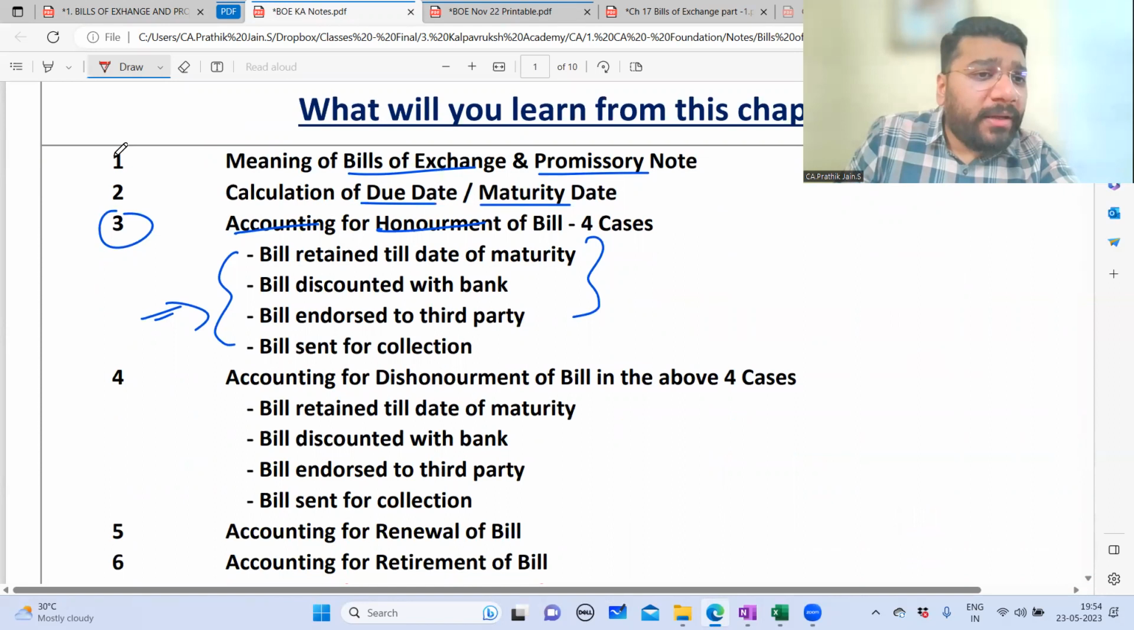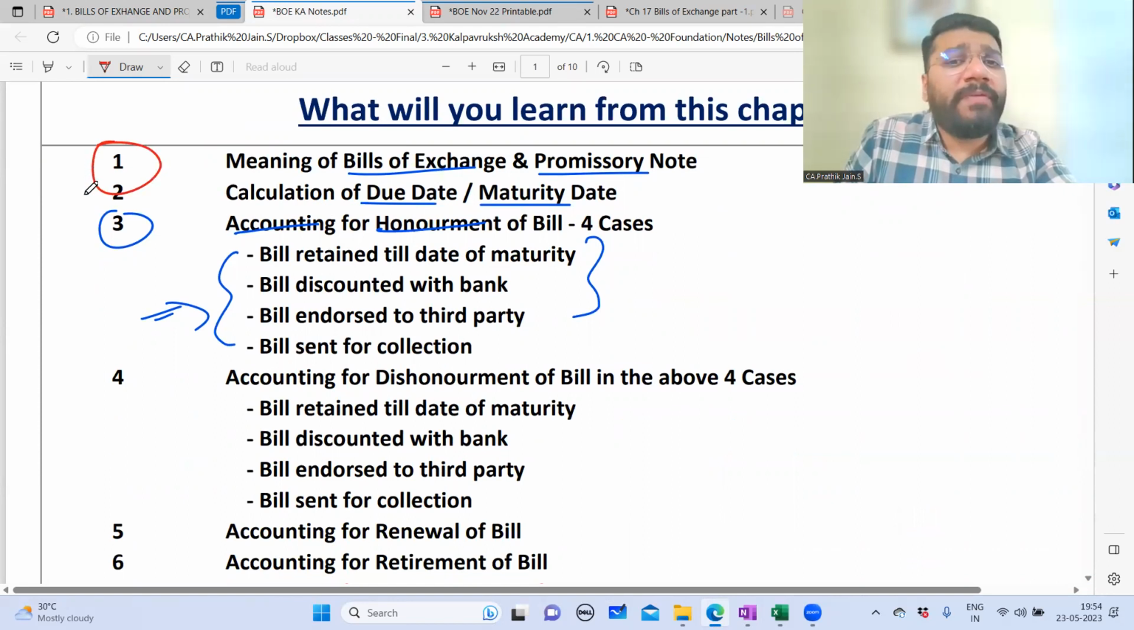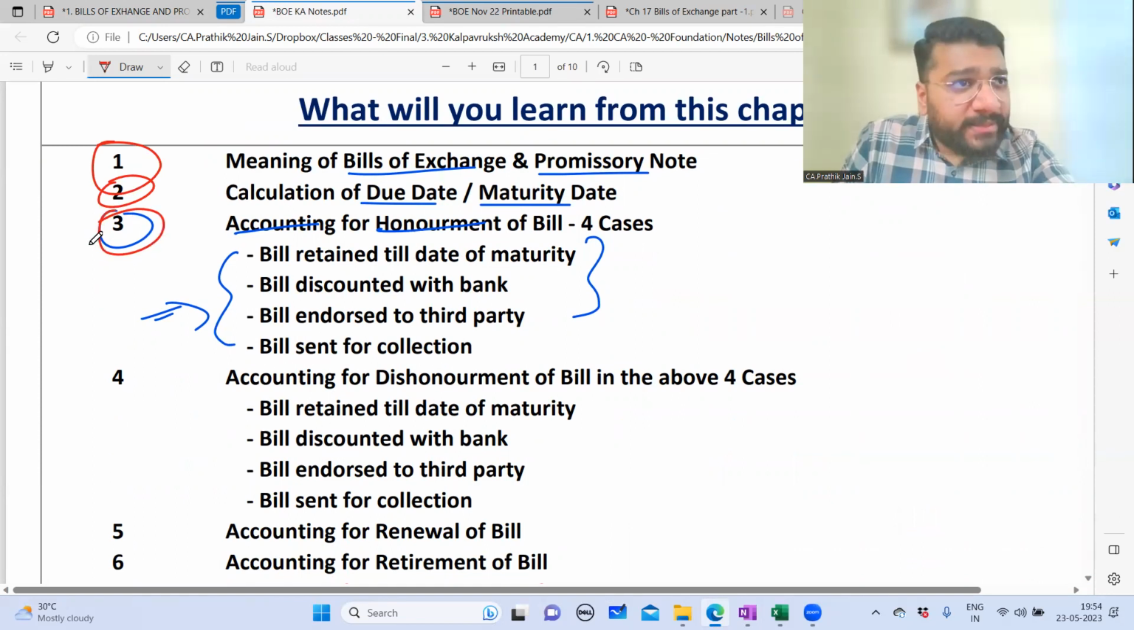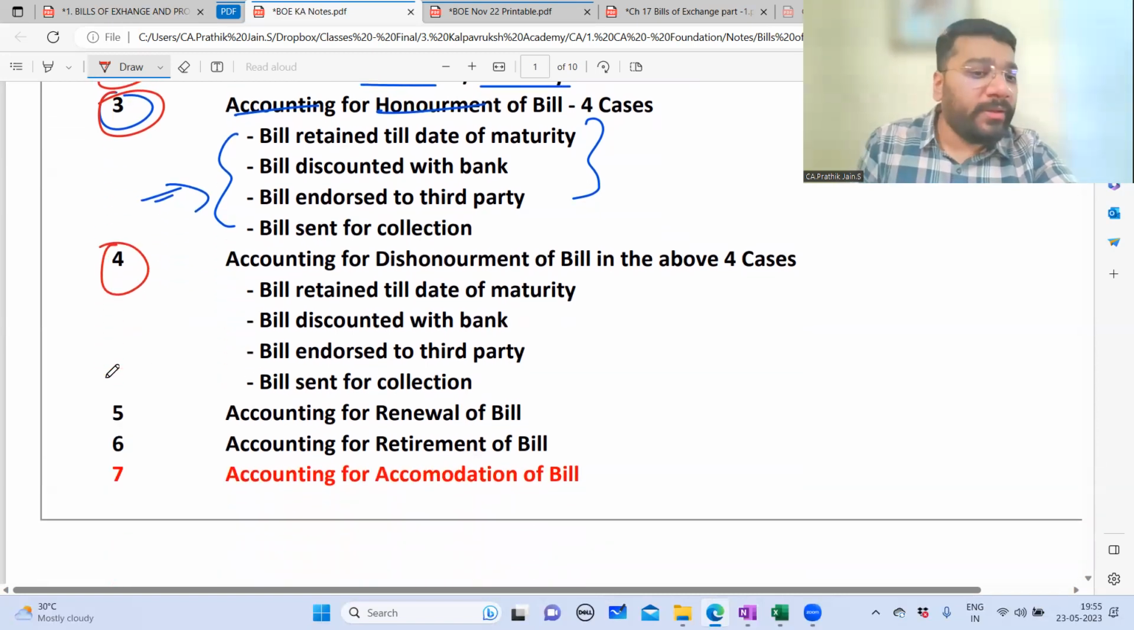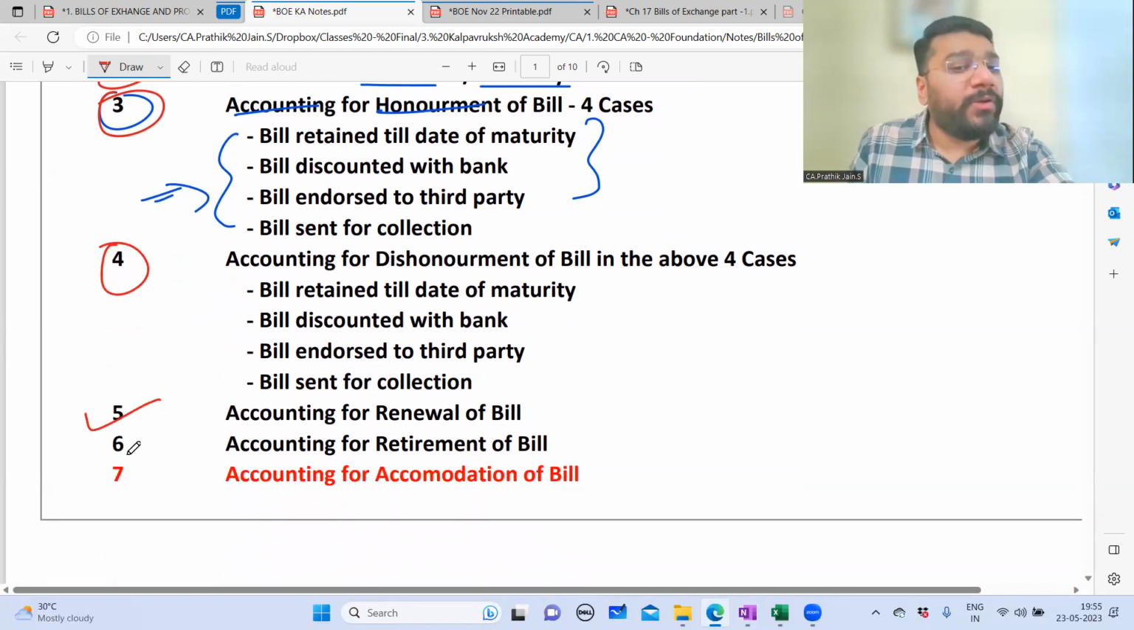We have completed a discussion on the meaning of bill of exchange and promissory note, how to calculate the due date, how we pass the accounting entries for the 4 cases in the event of honourment of bill, and the accounting entries for those 4 cases in the event of dishonourment of the bill. Till that we have completed. So what am I left with? We are left with accounting for renewal of bill and accounting for retirement of bill.